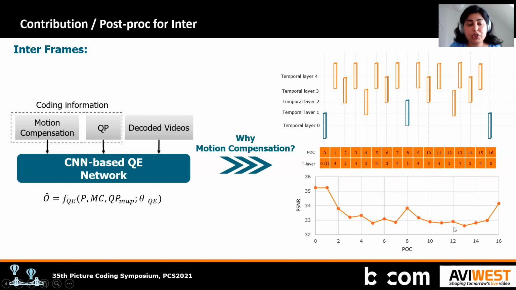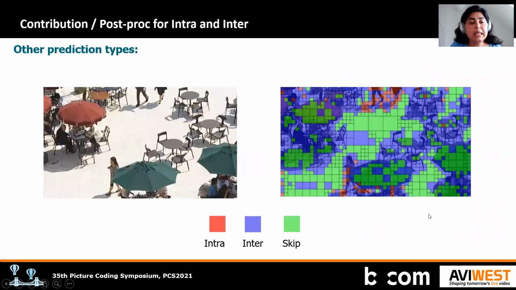which, if you provide this information to the CNN network, the CNN network can have access to some similar texture with higher quality. So it may improve the quality and remove the artifacts more effectively. In intercoded frames, we have different coding types than intracoded. So we have intra coding type and also the skip mode where the residual data is 0.